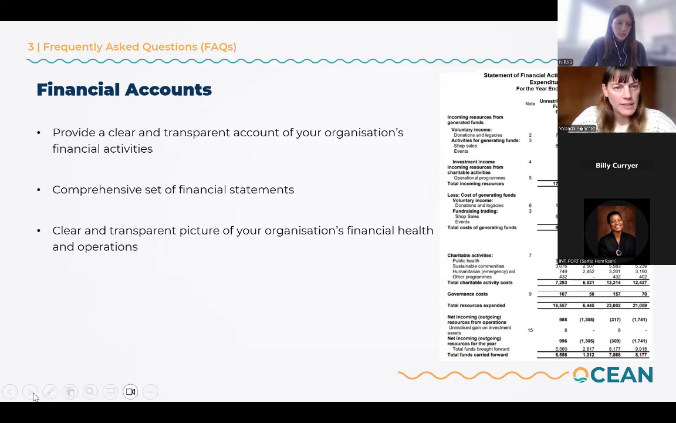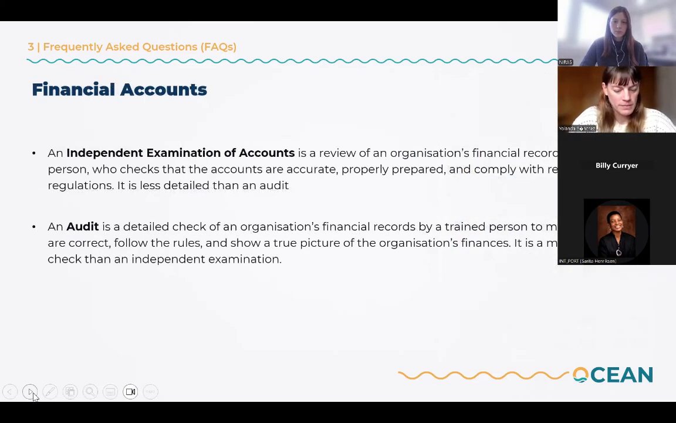If we go to the next slide. The financial accounts for projects that apply for less than 100,000 don't need this independent examination. But for the community grants, we are asking for this independent examination of accounts. That is a review of an organization's financial records by a qualified person who checks that the accounts are accurate, properly prepared, and complete with relevant laws and regulations. And it is less detailed than an audit. The audit is what we ask for in the partnership grants application.